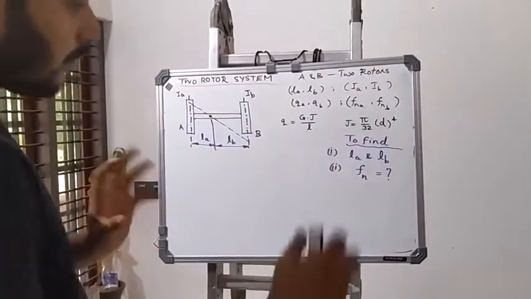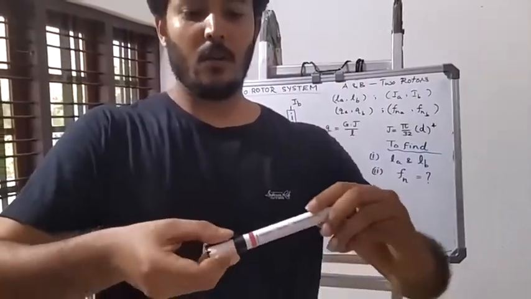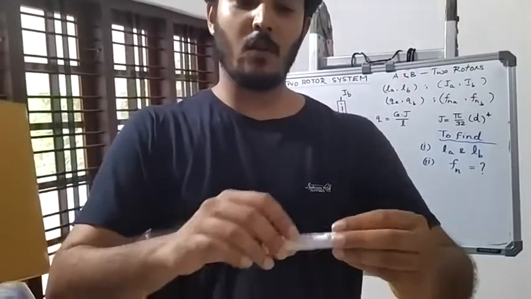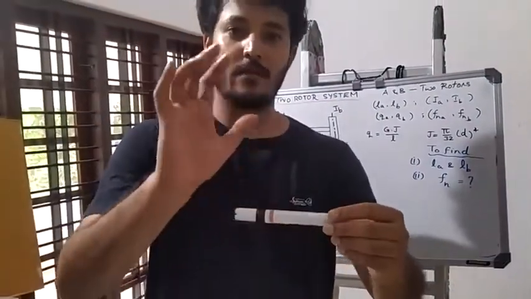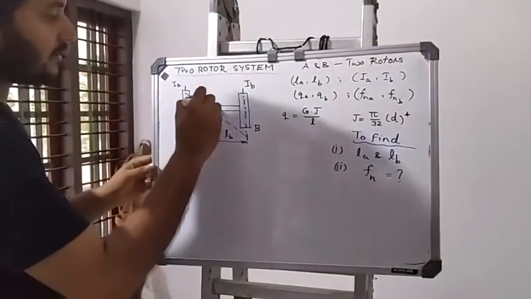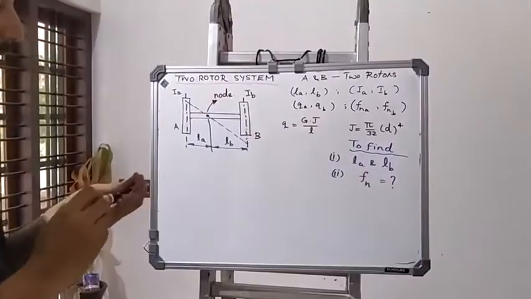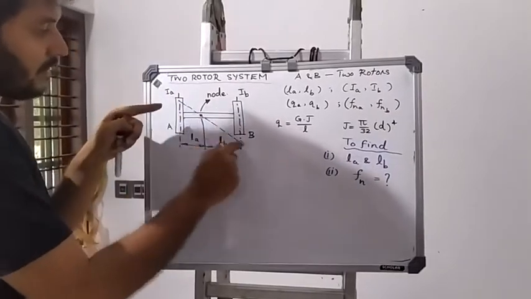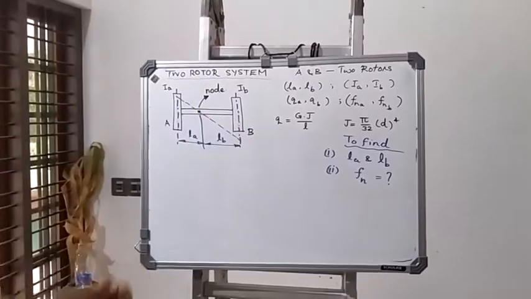So if you rotate this in one direction and this in another direction, the twisting happens, and at one point there will be a necking region where the amplitude of vibration will always be zero, as we had discussed in the previous video. That particular point is known as the node point. So in this case, let us assume this to be our node point. The line above and below the node point indicates the amplitude of vibrations occurring in this section of the shaft.